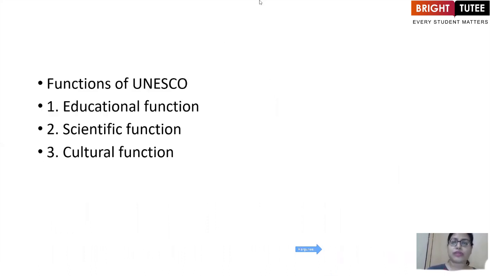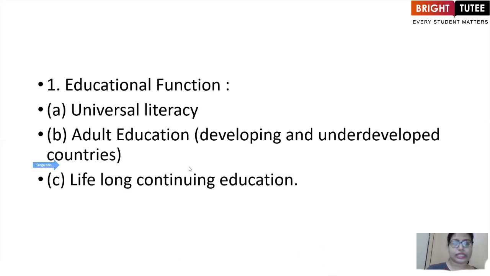Now, there are a couple of functions of UNESCO. We have educational function, scientific function, as well as cultural function. We will take a look at them in detail. When we talk about the educational function carried out by UNESCO, its aim is universal literacy. Its intention is that everybody should be literate.